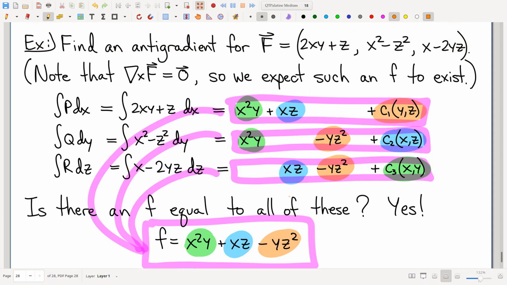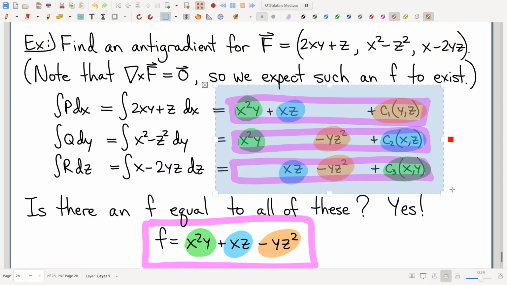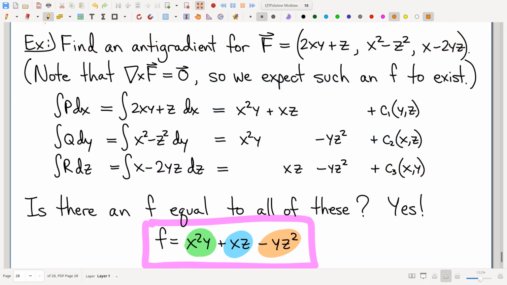And I think this is a healthy little exercise. I encourage you all to try the following. Actually take this function and compute its gradient. Right? Take the gradient of that thing, and you will get that original vector field. So we have found the anti-gradient. Everybody see the process? It's nicely algorithmic. You've got to be careful how you interpret things. Okay.